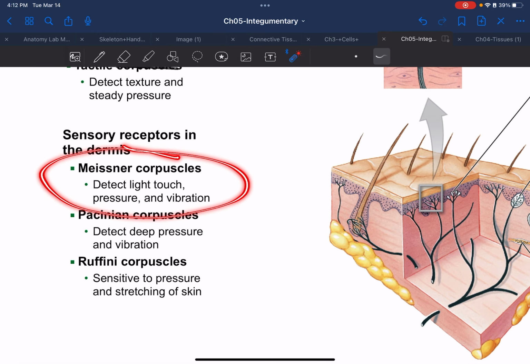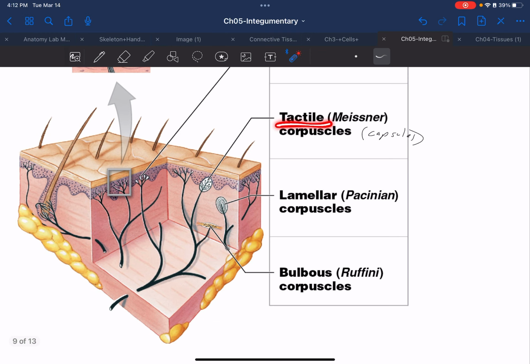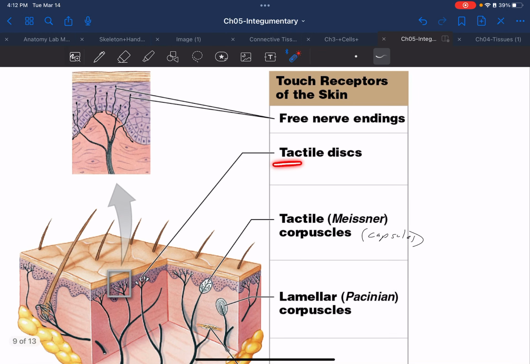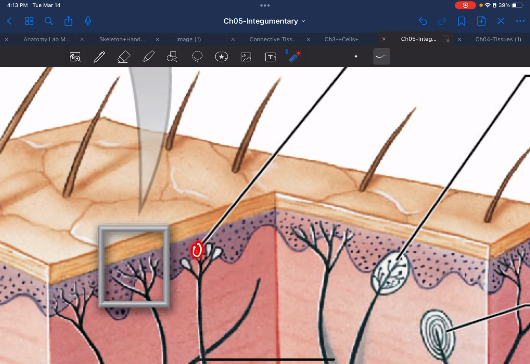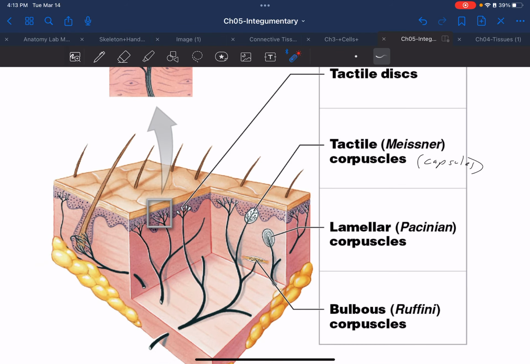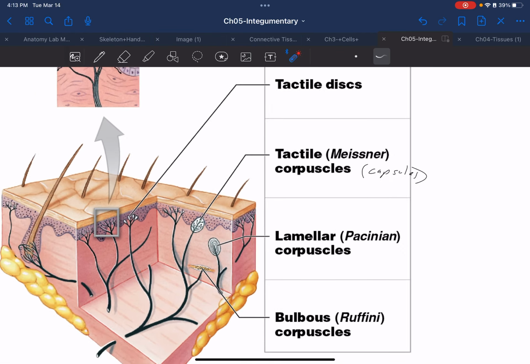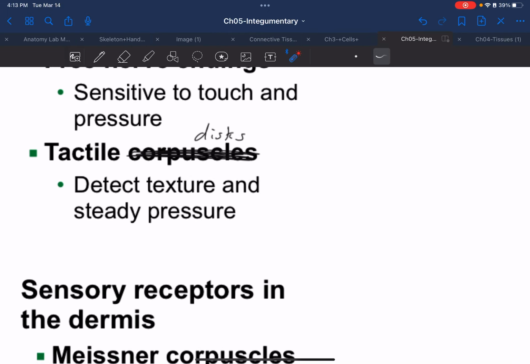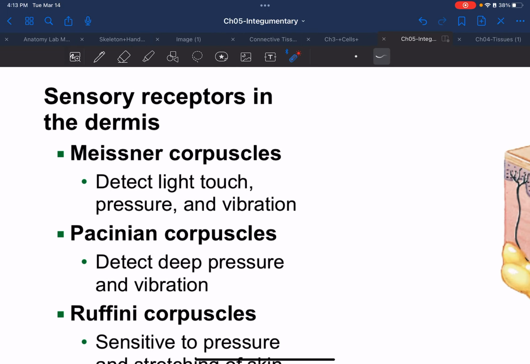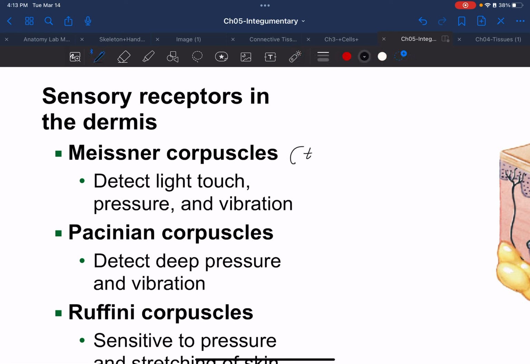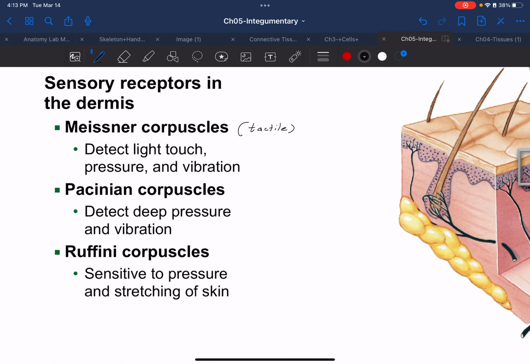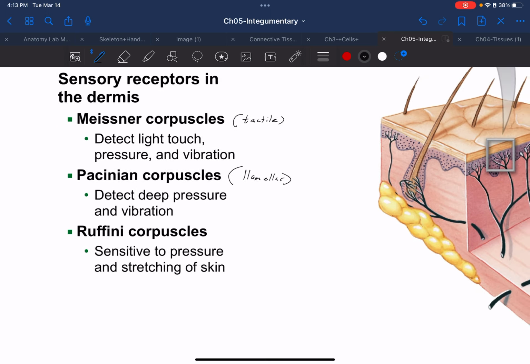Now, Meissner corpuscles, another word for this one is going to be tactile corpuscles. So be careful with that. Discs are found in the epidermis, while these corpuscles are only found in the dermis. So yes, tactile discs should have been there, and these here should be tactile. You'll sometimes hear Meissner's because it was named after the person who discovered it, but now they're changing it to more practical words, and this one's going to be lamellar, and that's it.